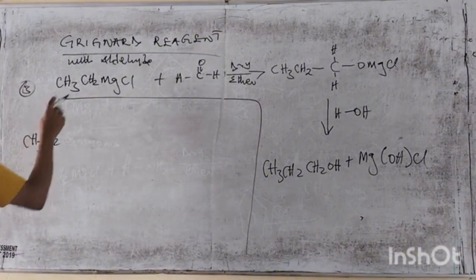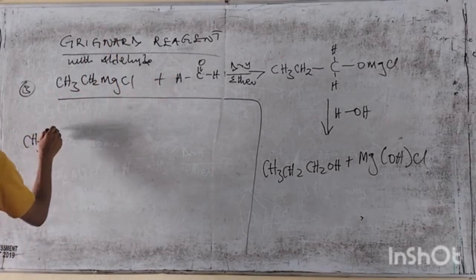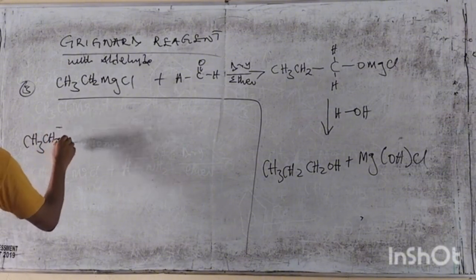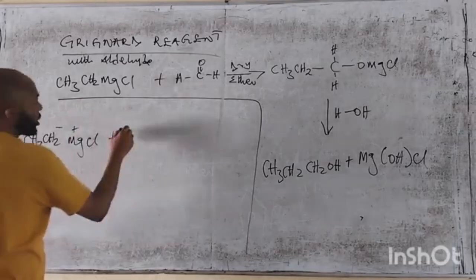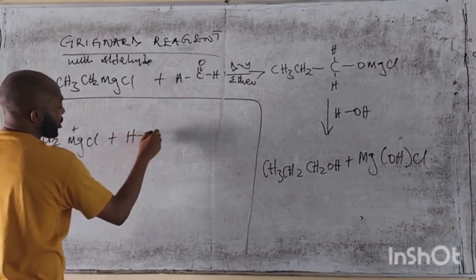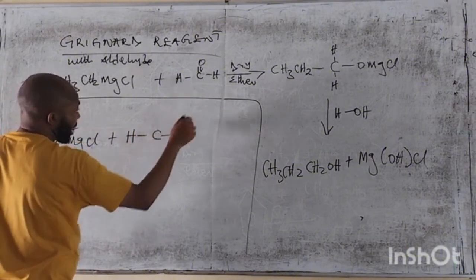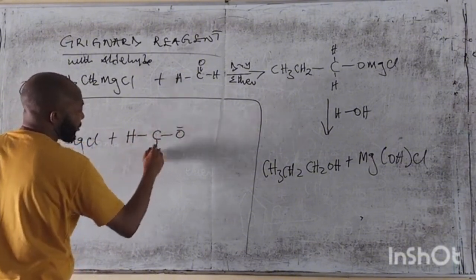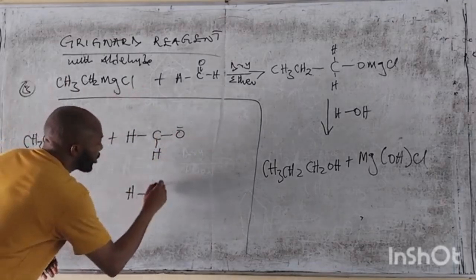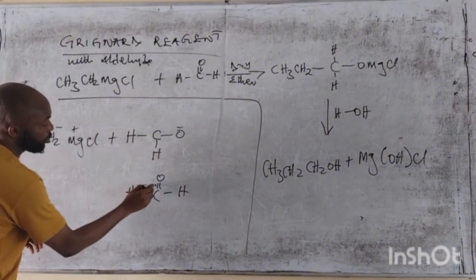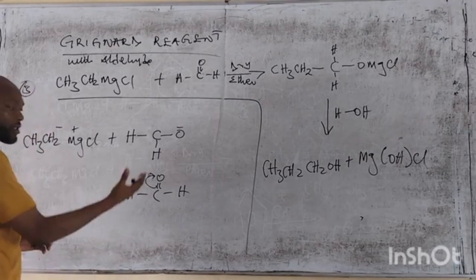I have my CH3, CH2. Now, from here and here, the carbon is negative, and MgCl is my positive here. Plus, here is hydrogen, CO. Remember, I will show you that. Let me explain this first. This is what I have: HC double bond O, hydrogen. Remember, I moved this bond to here so that it becomes negatively charged, so that I can attract electrons.